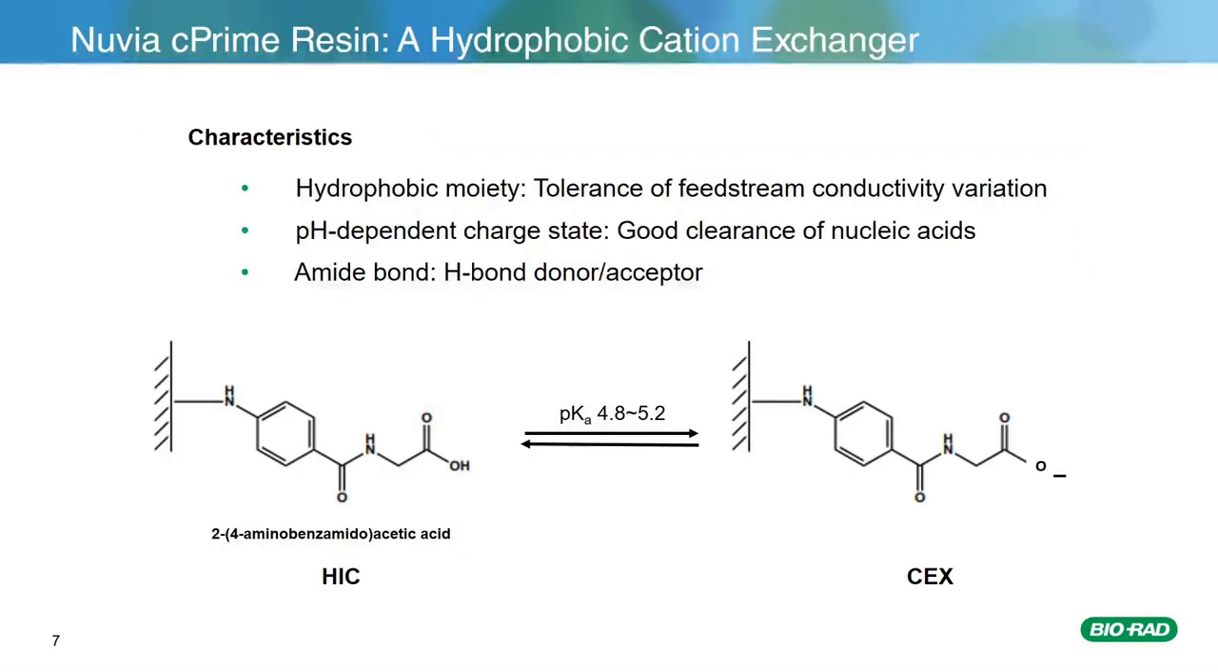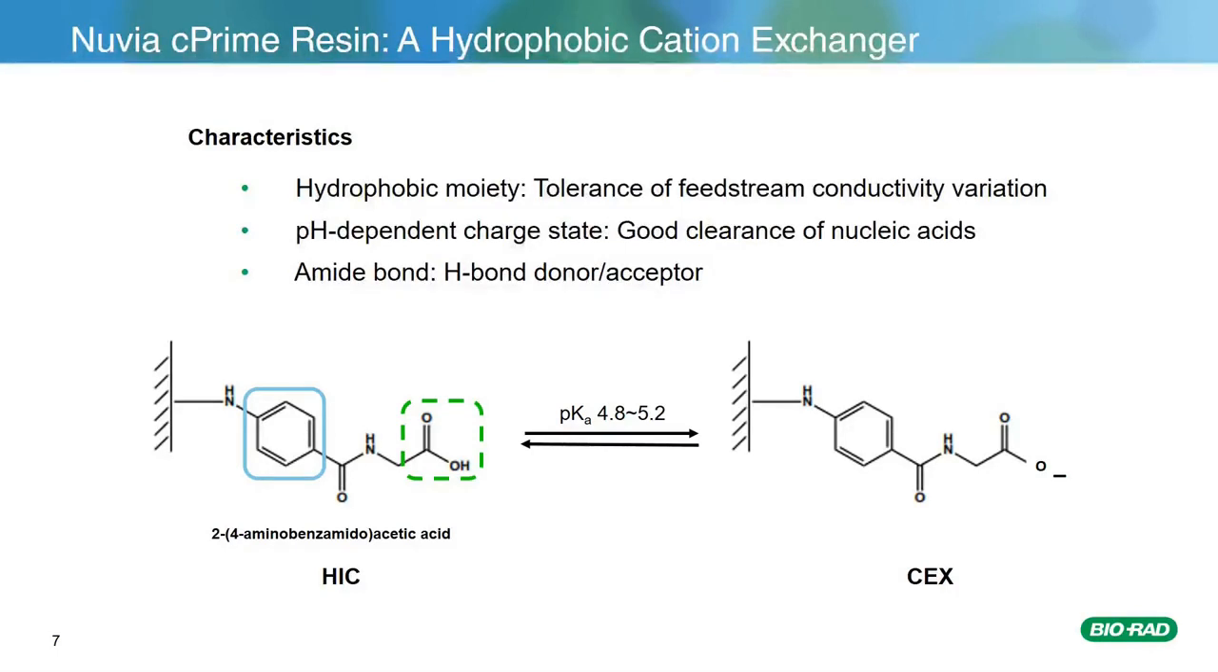Now, let's take a look at a hydrophobic cation exchanger, Nuvia C Prime. This resin has an excellent tolerance of feed stream conductivity, as there is a hydrophobic phenyl group in the ligand structure. The Nuvia C Prime ligand also has a carboxyl group with its pKa at around 5. When the buffer pH is below 5, the Nuvia C Prime ligands are in their protonated form and appear uncharged. The resin would behave like a typical HIC media.